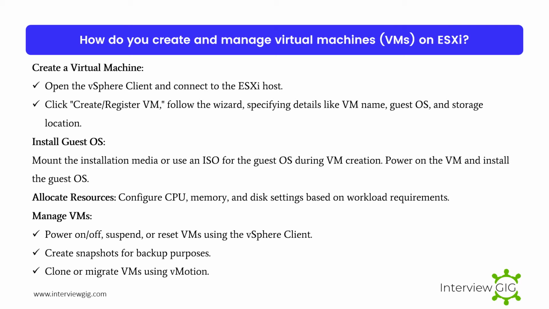How do you create and manage virtual machines, VMs, on ESXi? Create a virtual machine. Open the vSphere client and connect to the ESXi host. Click Create/Register VM. Follow the wizard, specifying details like VM name, guest OS, and storage location. Install guest OS. Mount the installation media or use an ISO for the guest OS during VM creation. Power on the VM and install the guest OS. Allocate resources, configure CPU, memory, and disk settings based on workload requirements.